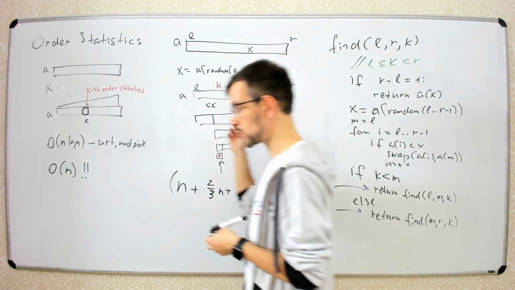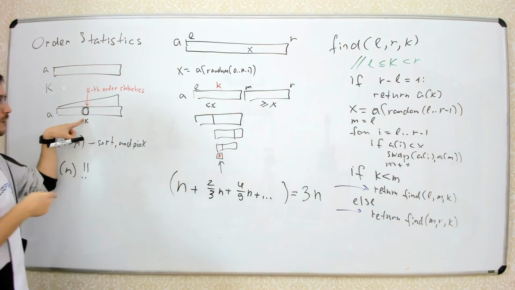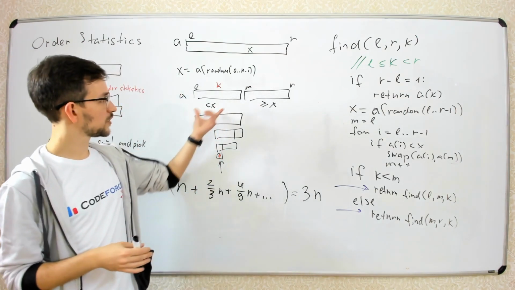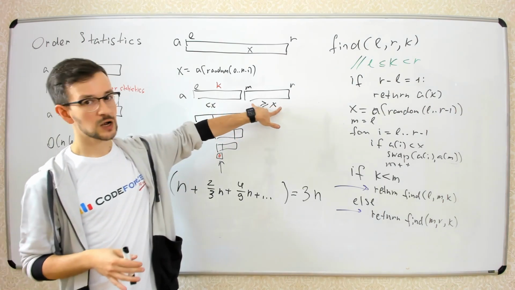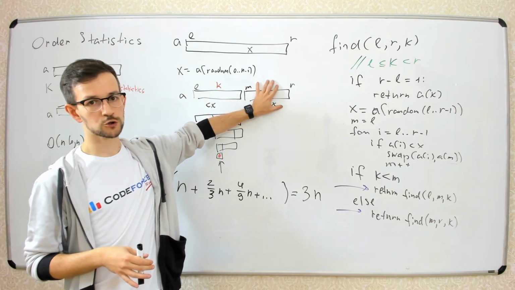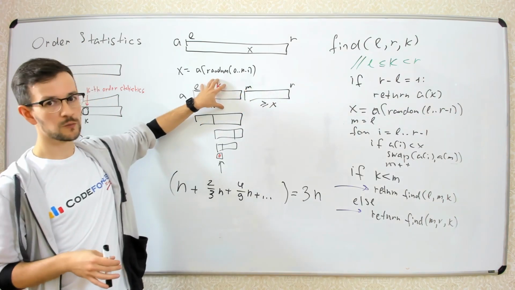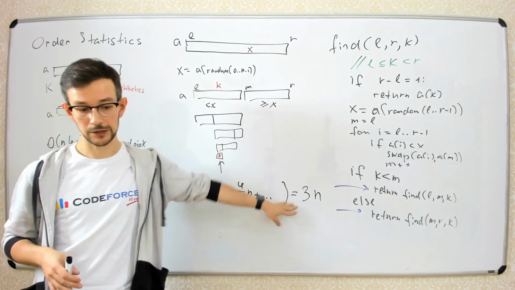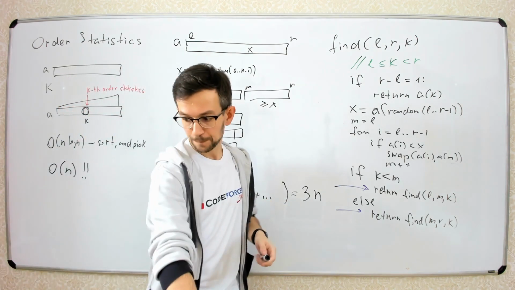That's how you find the element in sorted order without sorting the whole array. You just split the array and remove one of the parts, because you don't need to sort those elements, and only make a recursive call in one half, and so on. So the total time complexity will be linear. That's all.